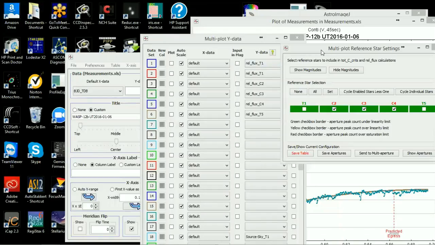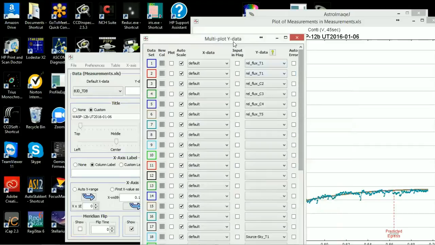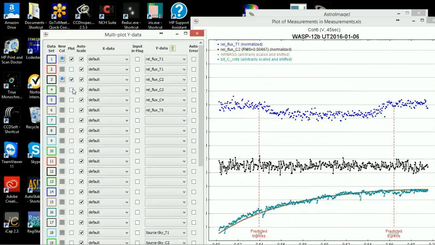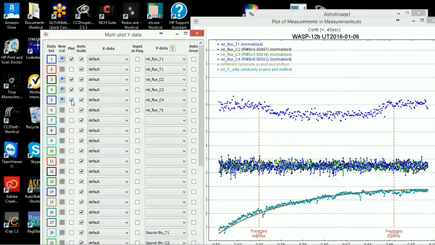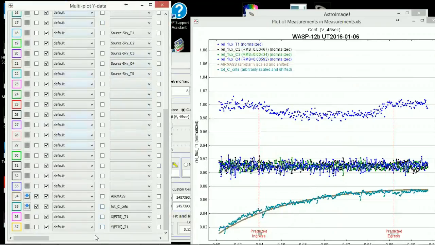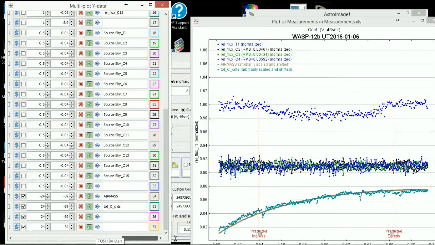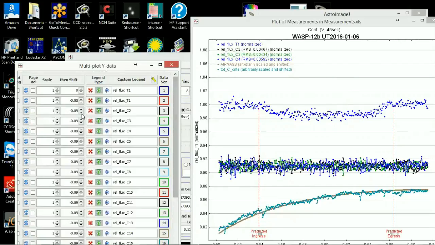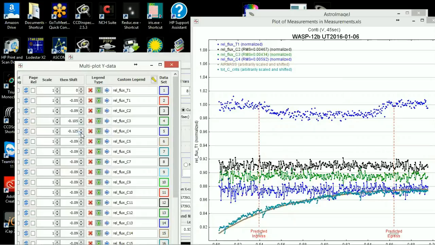So let's go ahead and include in the graphs the following values: the relative flux of T1, the relative flux of the 3 remaining comp stars. And in fact, let's separate out the comp stars, and we can do that by moving and shifting their plots. If we go all the way to the last part of the multi-plot Y data screen, what we can do then is, for example, move C3 down a bit, and we can move C4 down a bit. So we have the comp stars then underneath each other.